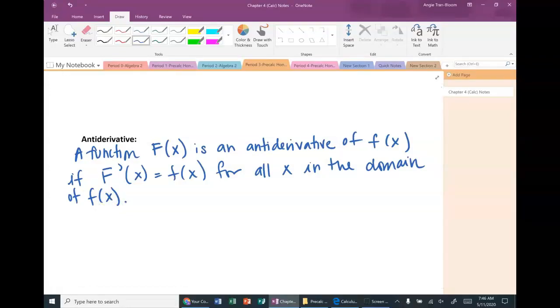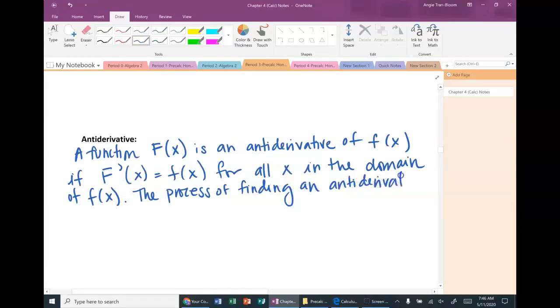So if you hear the word antidifferentiation, that's the same thing as antiderivative. The process of finding an antiderivative is antidifferentiation.